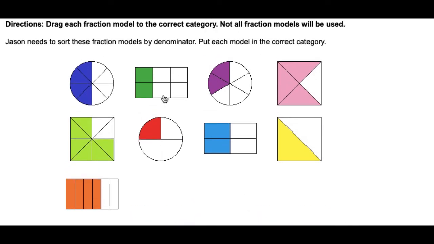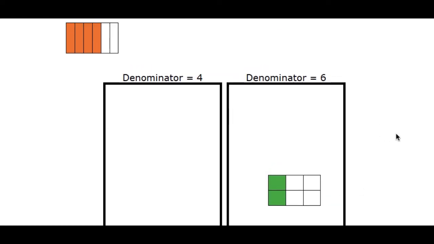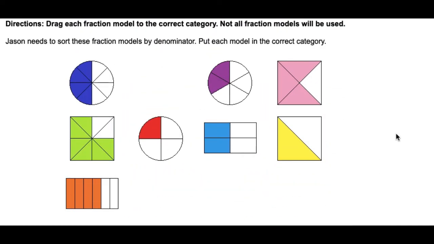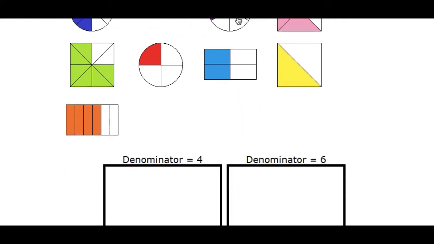So I know this will fall in the denominator 6. Okay, let's first build the denominator 6. Let's find out the one that should be 6. I think this is 8, so it can't be 4 or 6. This is perfect. Okay, so this goes in 6.